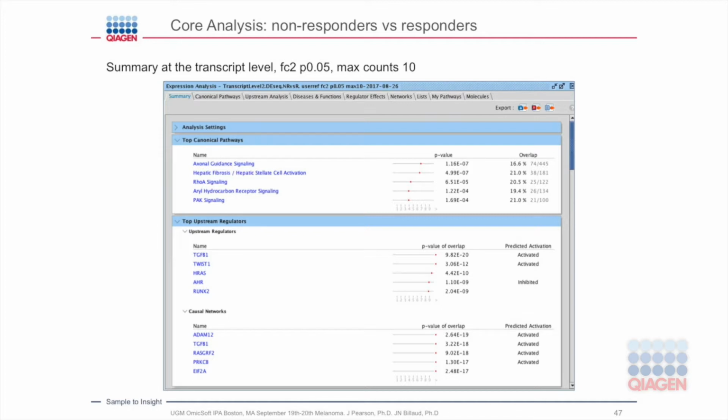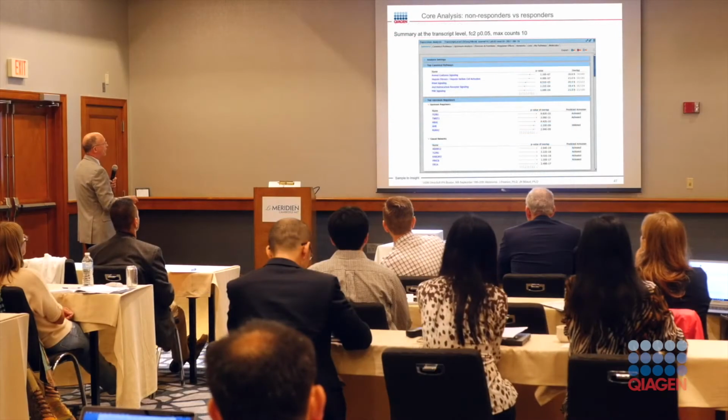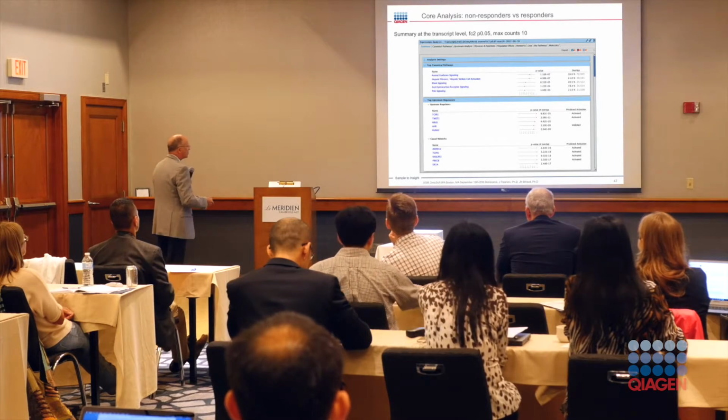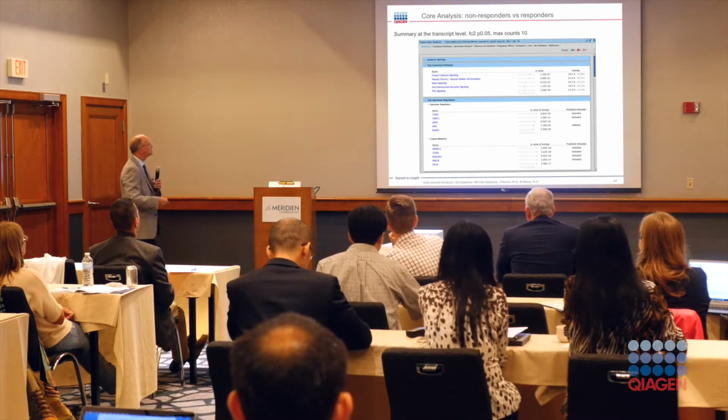You have multiple tabs, and all the tabs correspond to what I expressed: canonical pathways, upstream analysis, and I will show you a couple of them: disease and function, regulatory effects, and so on. At the end of September, you will have another tab that I will show this afternoon called analysis match. So this is a summary tab, right? You have the top canonical pathways based on the p-value overlap, a couple of upstream regulators, a couple of causal networks. All of that can be explored further.